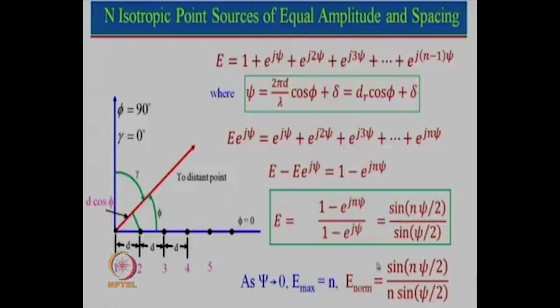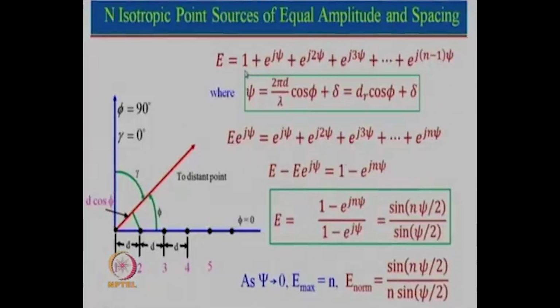It is relatively simple if you follow the principle which we did for 2 element. Since this is origin, the distance will be r1, but r1 is equal to r, so this will be 1. The next term will be e to the power j psi, then the second next will be 2 psi, because the distance is 2d, then 3d is the distance, so 3 psi and so on. Now, where psi is as before, so there is no change.